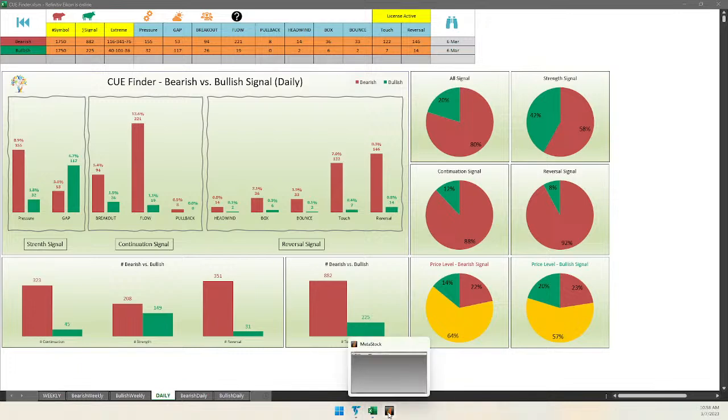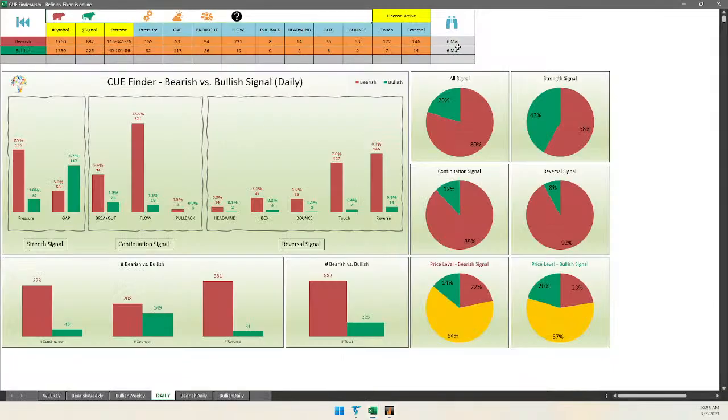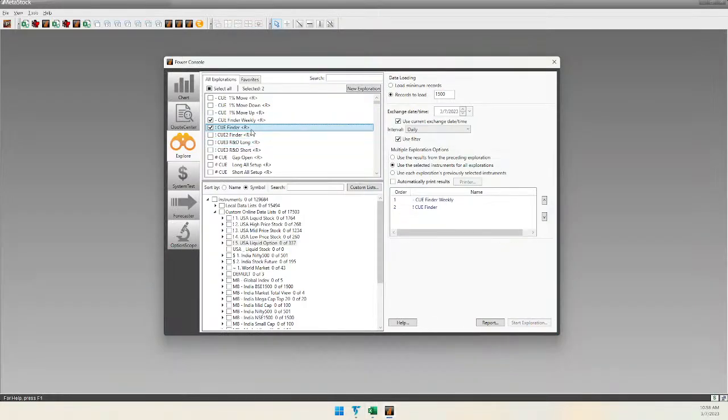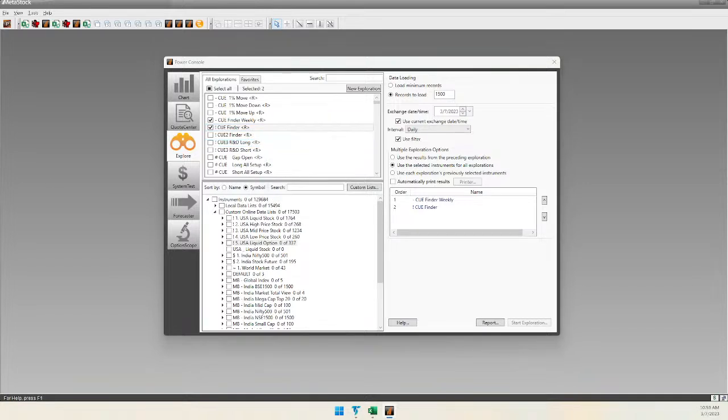Now I have already run it yesterday after market close and that data is still there. So let me actually execute that. I think because it is already loaded, as of 6th March end of day it's already loaded. I'm not going to run it, I'm going to show the actual operation. Go to report, right click, go to report. After the scan is complete, it will show the report like this. Come to the bottom section where all the data is there.